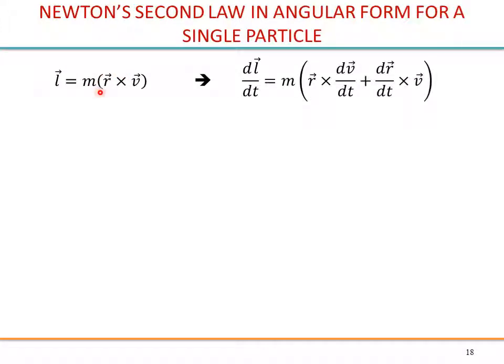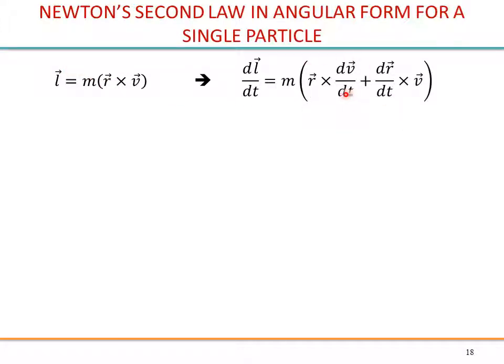So the derivative of a cross product follows the same rule as when you take the derivative of the product of two functions. If you have, let's say, a product of function u with function v, the derivative of uv will be the derivative of u multiplied by v plus u times the derivative of v. So the same thing is done here.